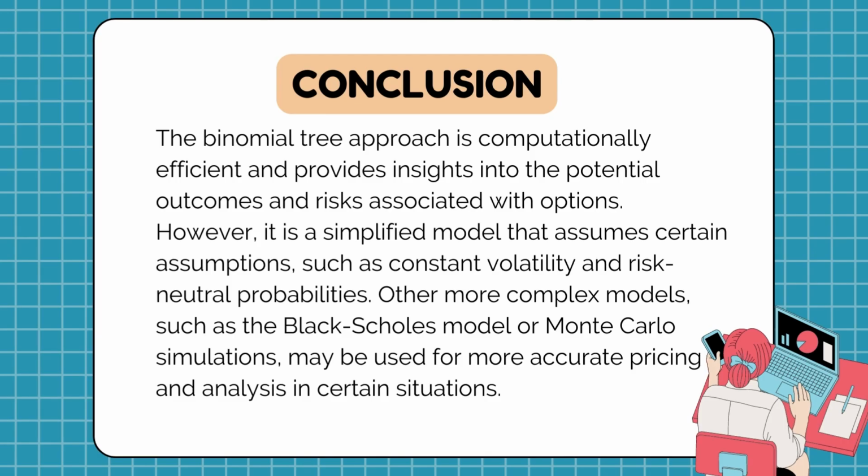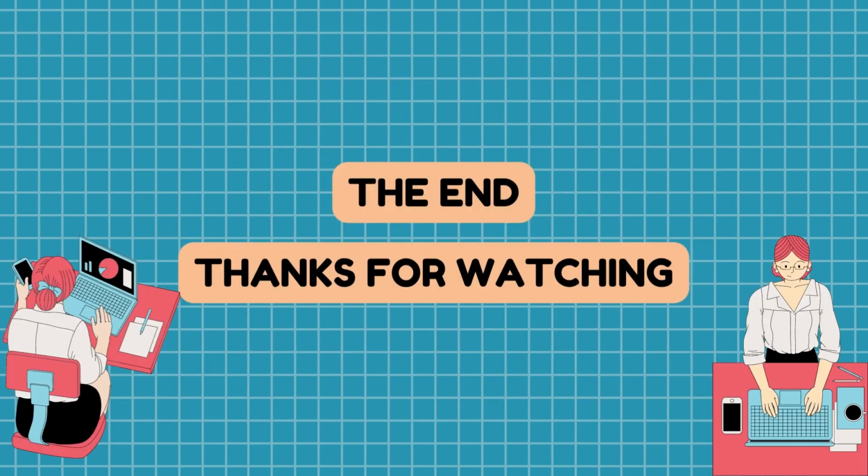So, in conclusion, the binomial tree approach is computationally efficient and provides insight into the potential outcomes and risks associated with options. However, it is a simplified model that makes certain assumptions, such as constant volatility and risk-neutral probabilities. Other more complex models, such as the Black-Scholes model or Monte Carlo simulation, may be used for more accurate pricing and analysis in certain situations. That is the end of my presentation today. Hope you find it informative. Thank you.